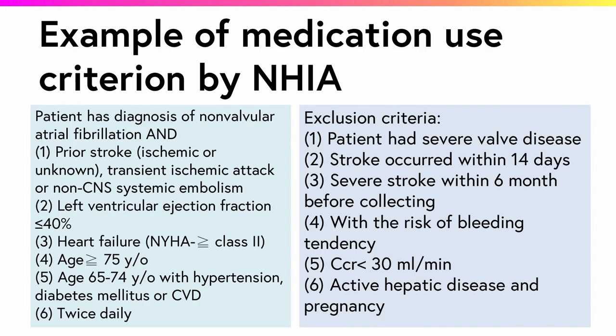As you may know, in Taiwan, we are under a universal insurance-covered system. As the drug is being reimbursed, the guideline or criteria for using the drugs is announced to guide the prescriber in following the criteria of drug usage. This is an example representing the criteria set by the National Health Insurance Administration for a new oral anticoagulant, apixaban.